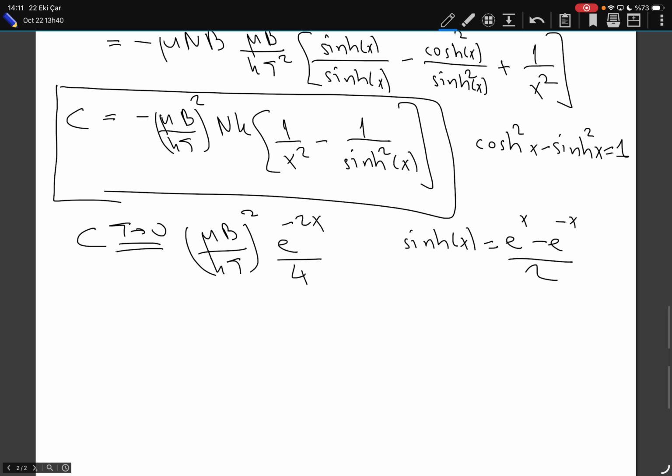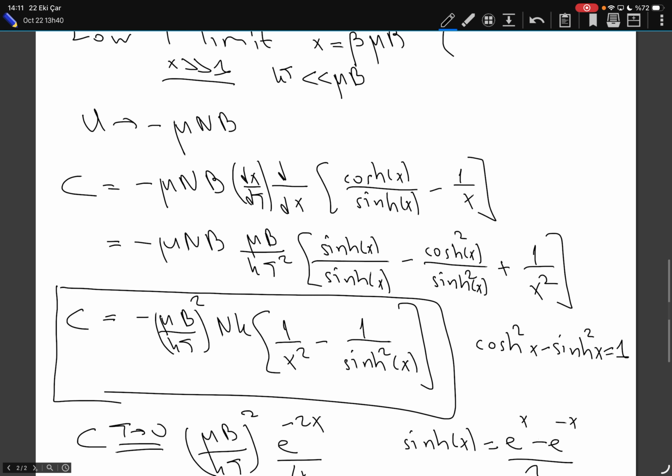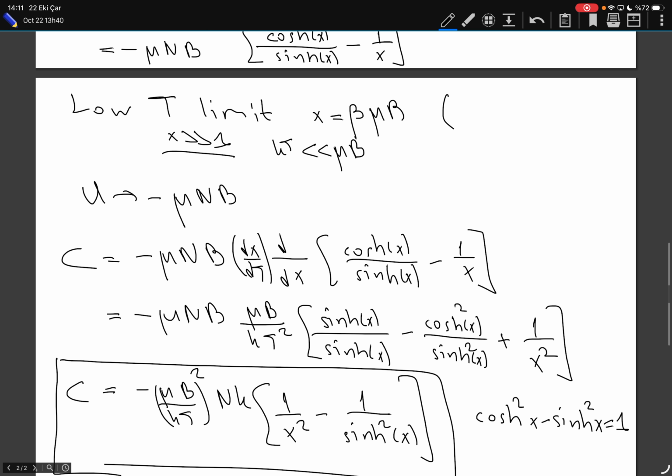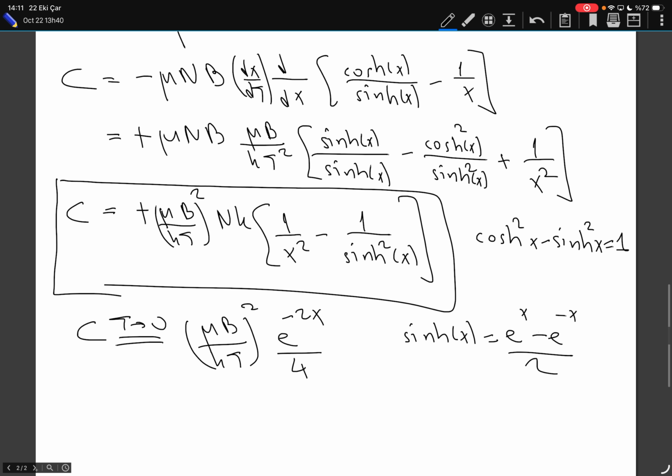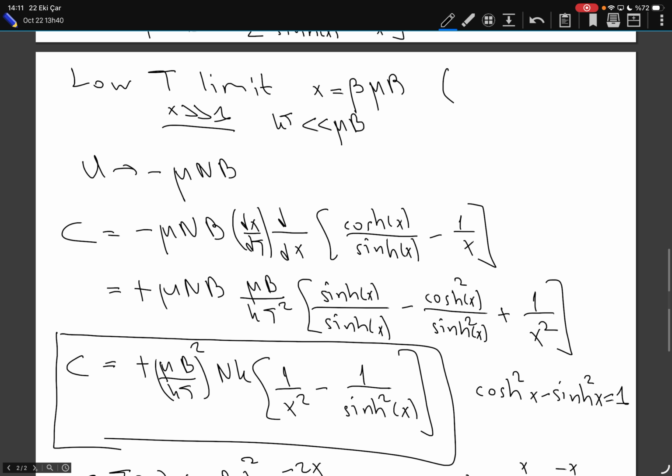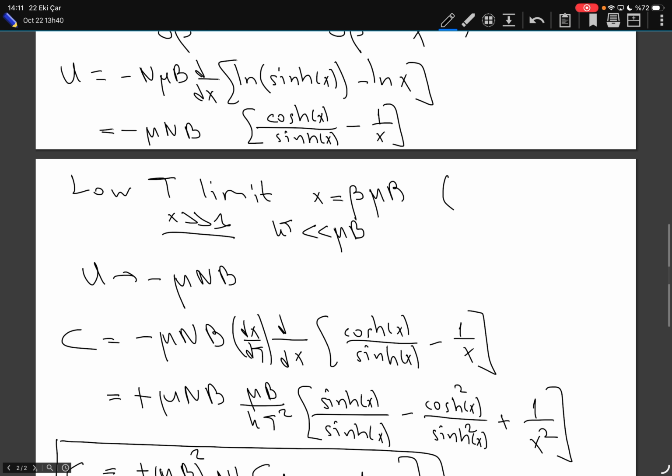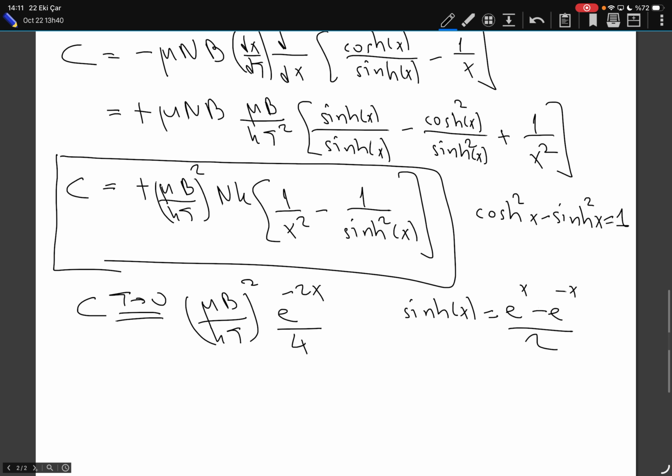Can there be another sign mistake? Because we are taking the derivative of x with respect to t, there should be another minus sign, and in front of the equation there is also another minus sign. So it should be plus sign. Yes. You see, if it is a plus sign there, I get my negative heat capacity.